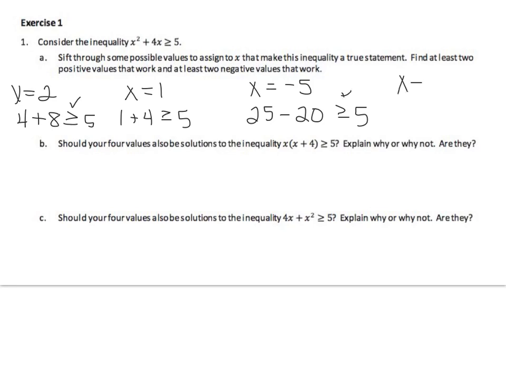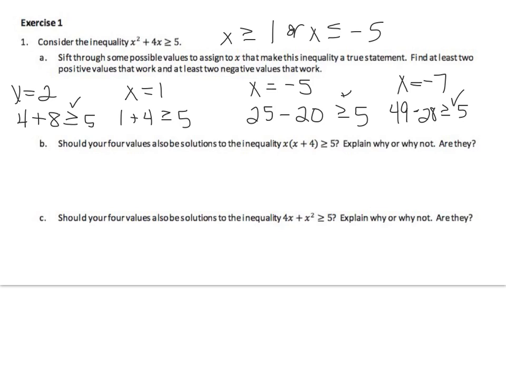Well, let's try x equals negative 7. Negative 7 squared, and then negative 7 times 4. Is that greater than or equal to 5? Yes, it is. Okay, so basically any value bigger than or equal to 1 or less than or equal to negative 5 is going to work in that inequality.